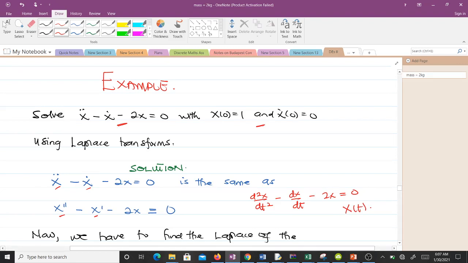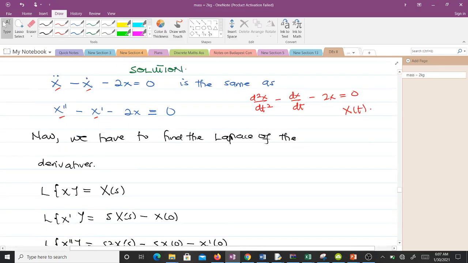So from the methods you've learned earlier from differential equations 1, you can use some of them to solve this. For instance, with this you can find a characteristic equation, and from then you can get your solution, okay? But I'll be using Laplace to solve this.